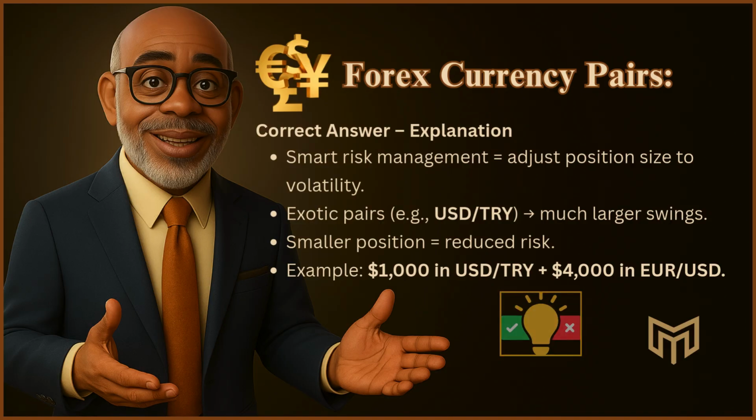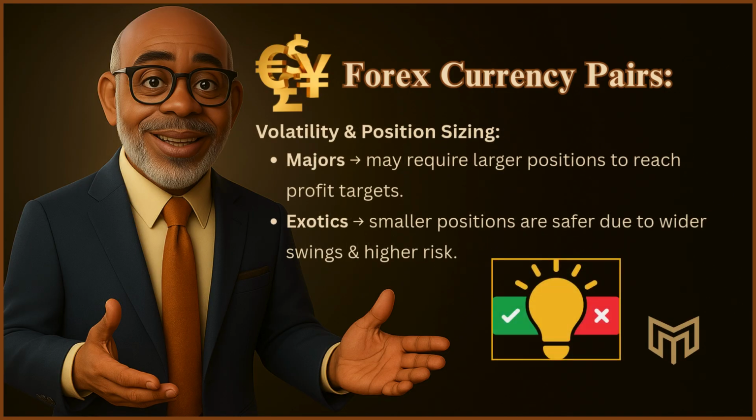This difference in volatility directly affects your trading approach. With major pairs, you may need larger position sizes to reach your profit targets. But with exotic pairs, smaller positions are usually more appropriate because their wider swings come with higher risk.